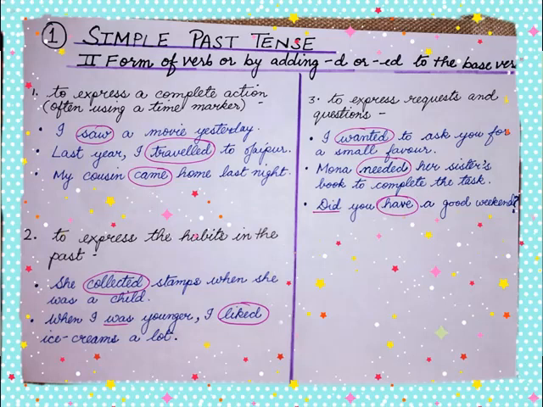The third usage is to express requests and questions. In this you will see the examples. I wanted to ask you for a small favor. Wanted is made with the help of ed. Want plus ed. Second, Mona needed her sister's book to complete the task. Needed again is formed by adding ed to need.